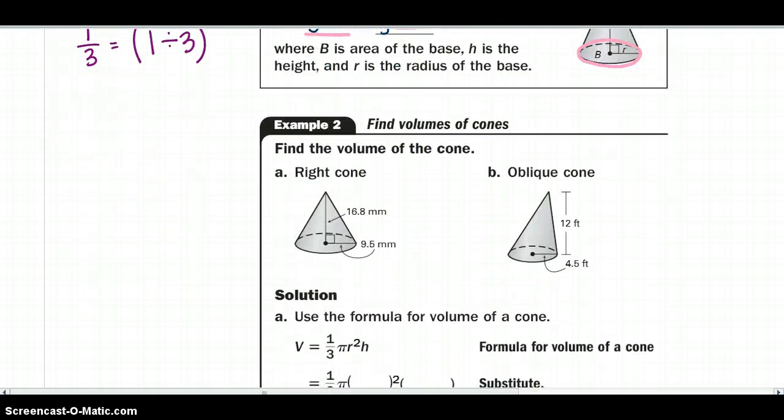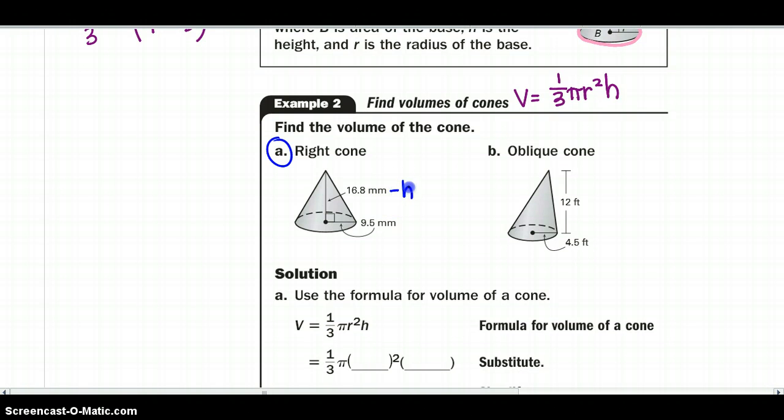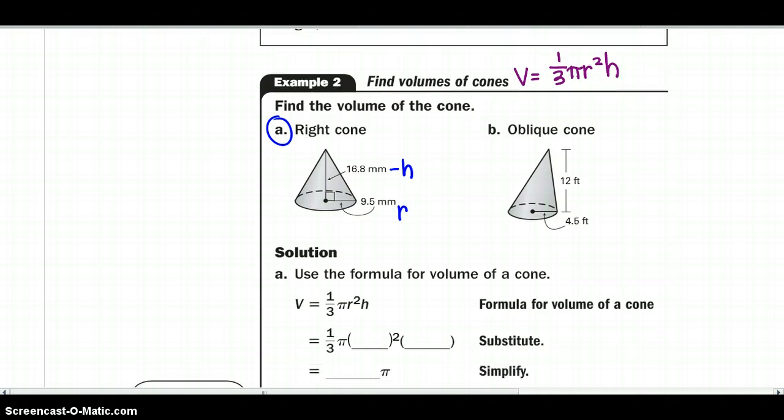Alright, using that equation, the volume of a cone equals 1/3 pi r squared times the height. Not the slant height, but just the regular height of the cone. So, looking at A, our right cone, we know that this would be our height, and 9.5 would be our radius, so we are ready to solve our equation. So 1/3 times pi times r squared, which would be 9.5 squared, times our height, which would be 16.8.